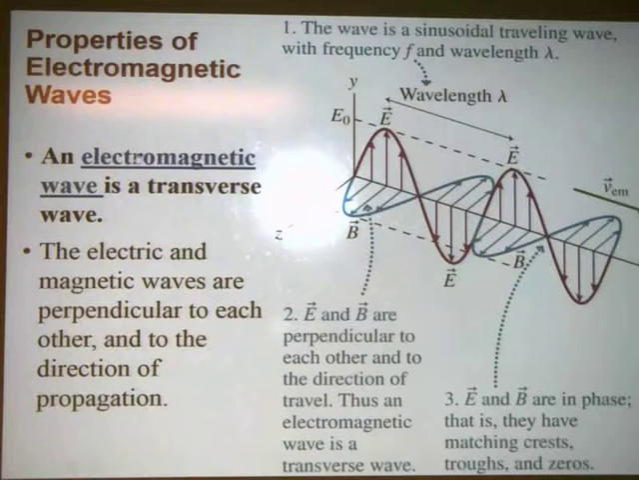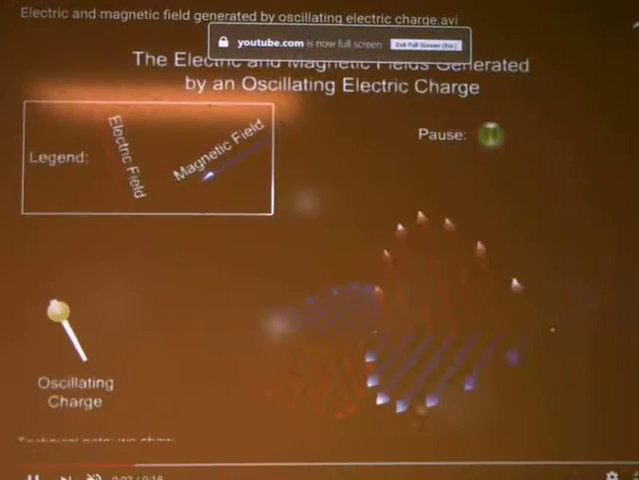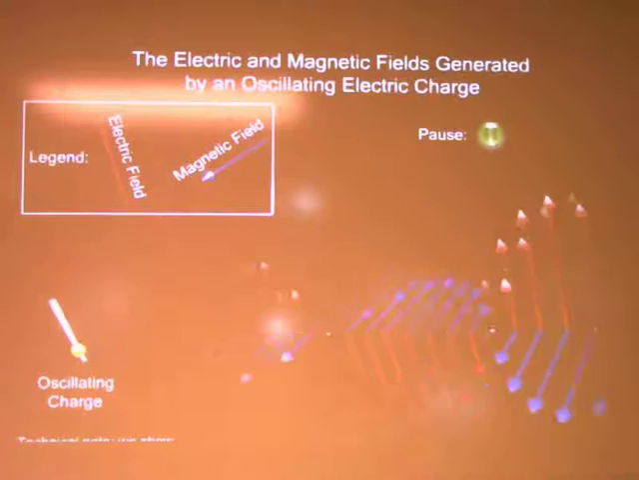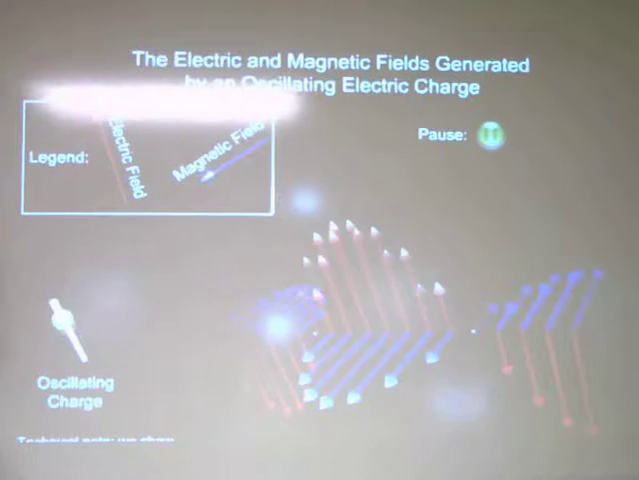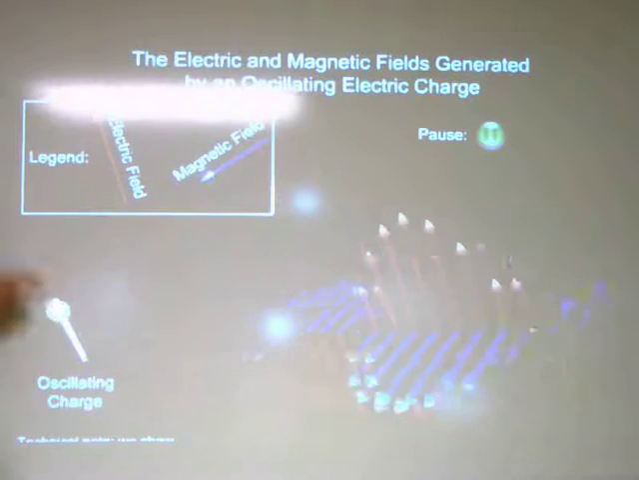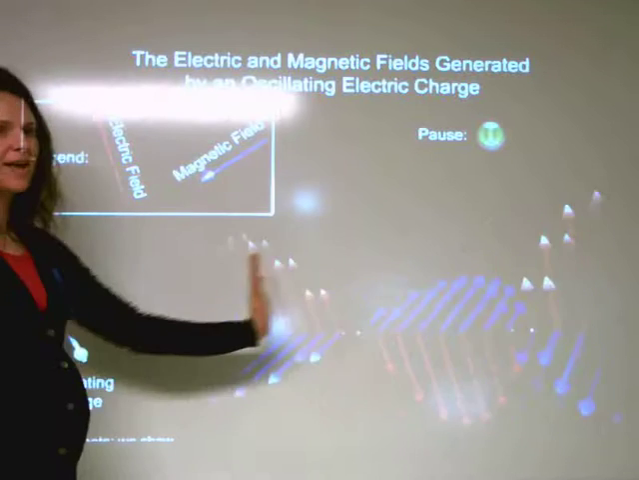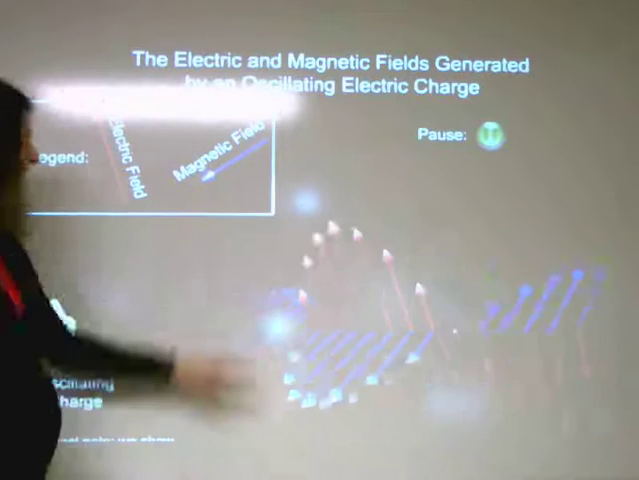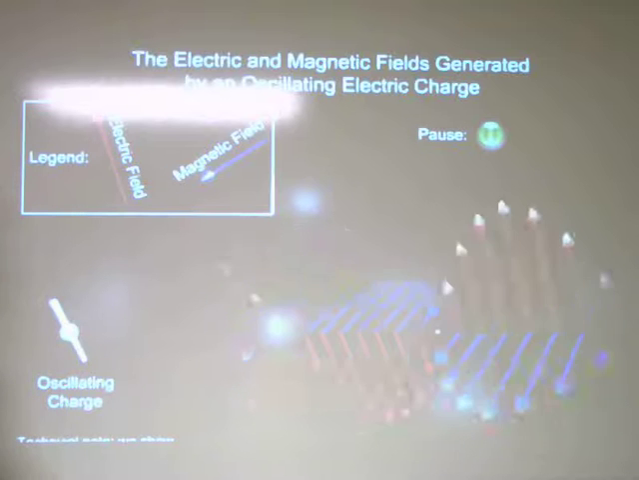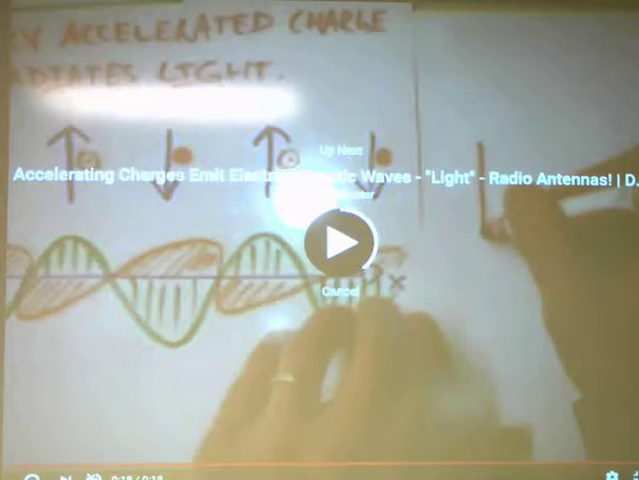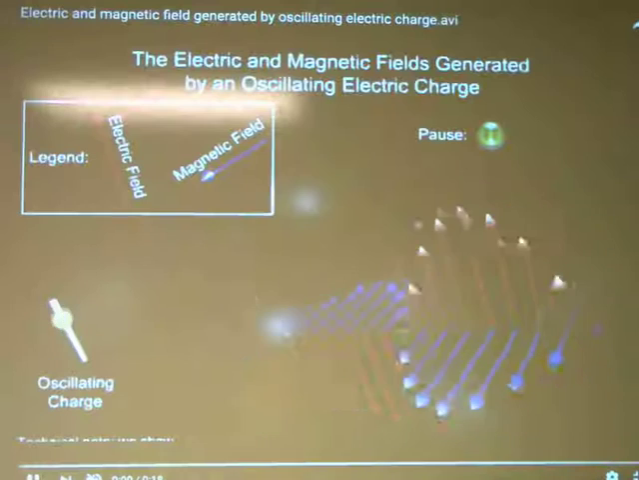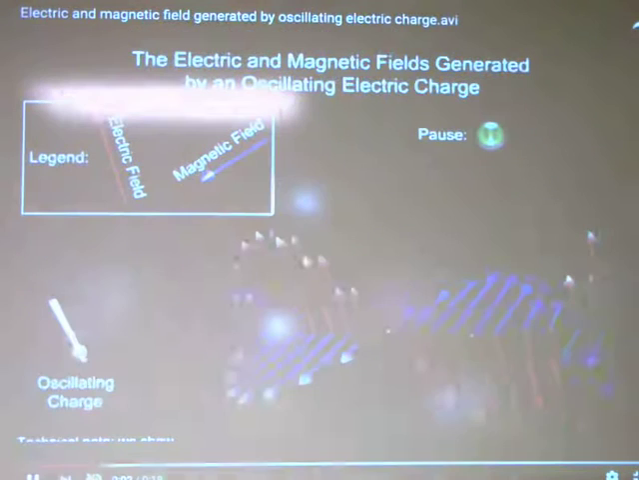And I had a quick video that is maybe a little easier, where maybe you can see that motion is going up and down as the wave propagates in this direction, and electric and magnetic fields are oscillating. I'll show you that one more time.